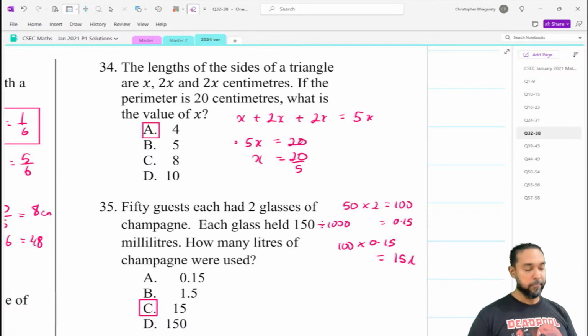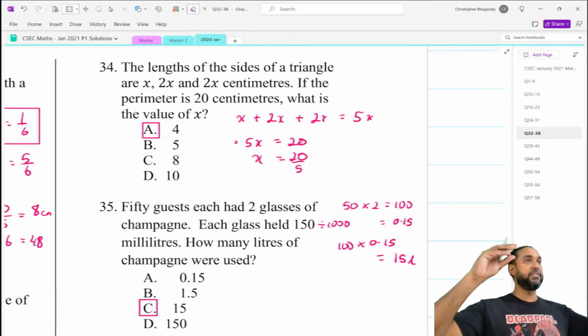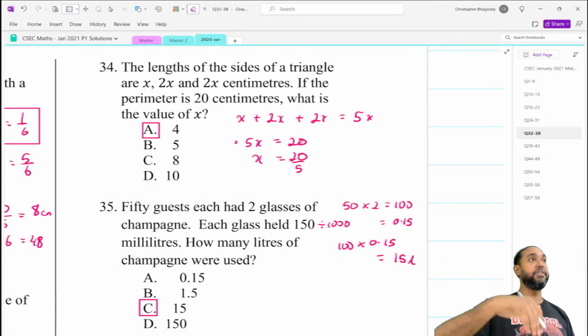I'll add one. Normally a bottle of champagne contains 750 milliliters. How many bottles were used? Wait, what? Normally a bottle of champagne contains 750 ml, right? So how many bottles were used? 20. So think about it. 750 and 750 is 1.5. To get 15, you need 10 of those. 10 by 2 is 20.